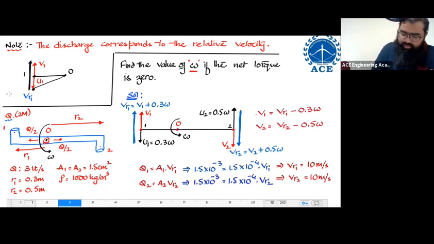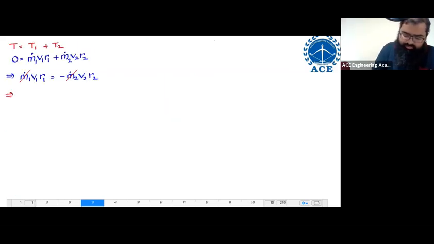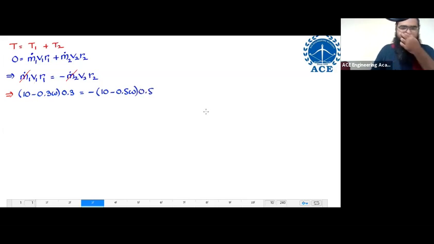So I'll write over here, this implies 10 minus 0.3 omega. This is V1 now, multiplied by 0.3, this is R1 now, has to be equal to the negative of this, negative as it is. V2 is equal to how much? 10 minus 0.5 into omega, multiplied by 0.5.